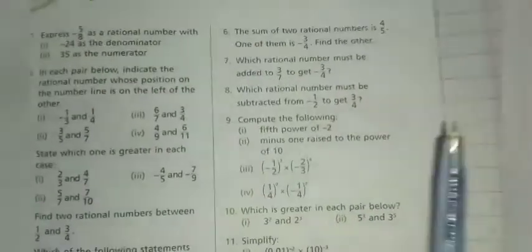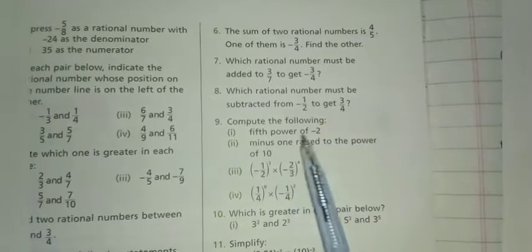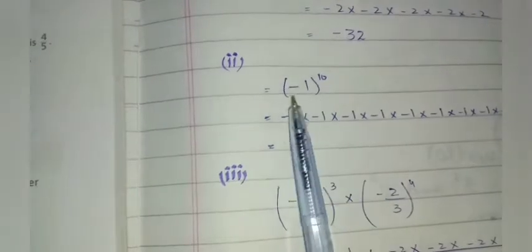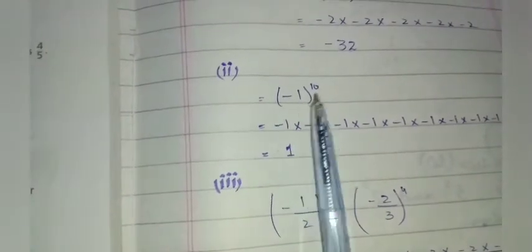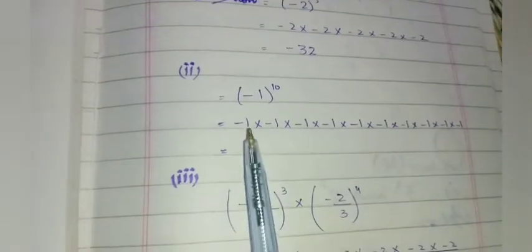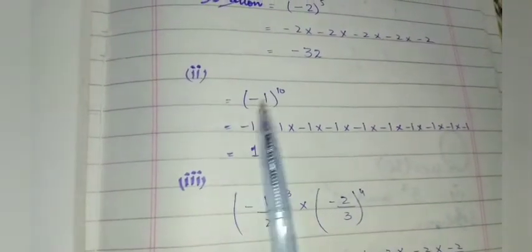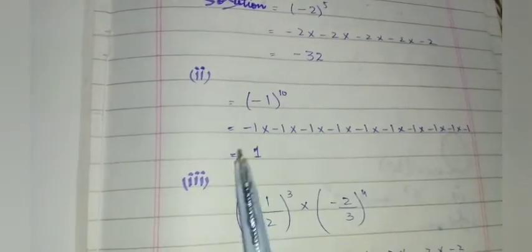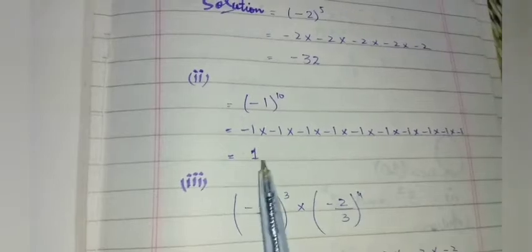Part number 2. Students, part number 2 is minus 1 raised to the power of 10. So minus 1 multiplied by minus 1, 10 times. The power of minus 1 is even, so the answer will be positive and the answer is plus 1.